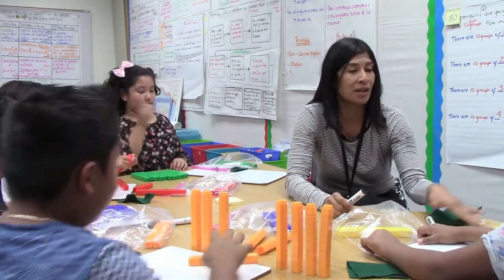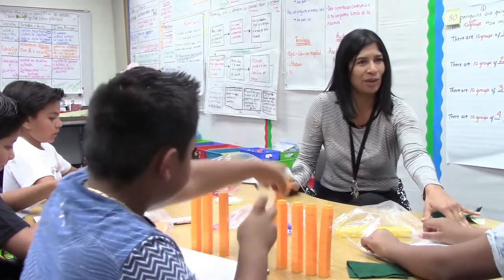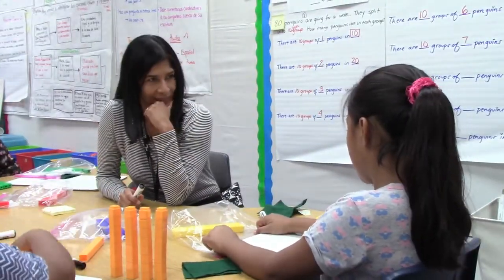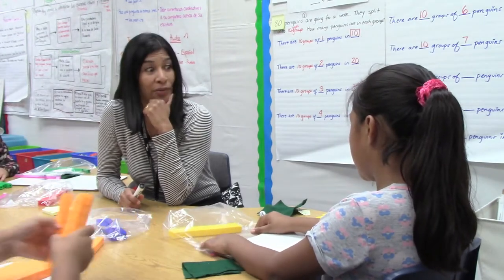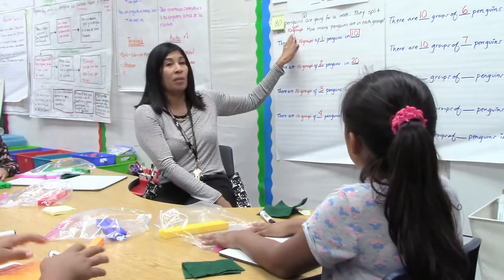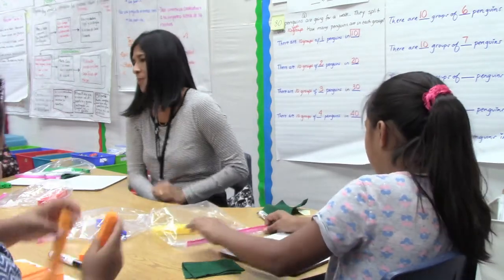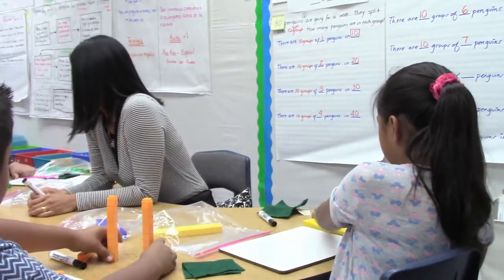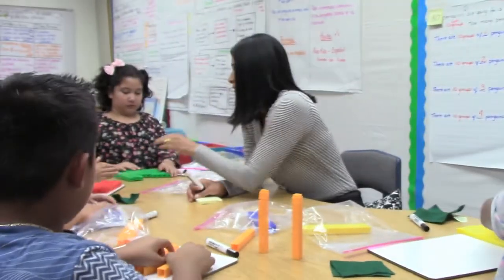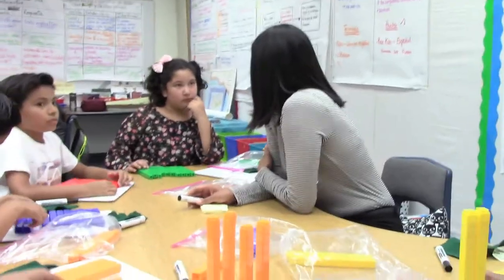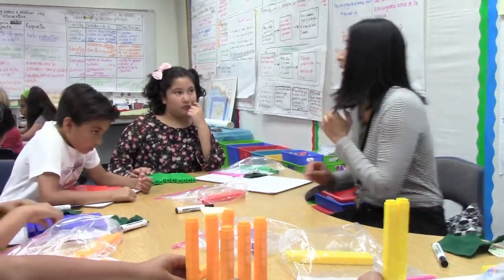How are you doing here? How many equal groups do you have? 8. You have 8 equal groups, and we're trying to get to how many equal groups? 10. Okay, can you show me how you can form 10 equal groups? How about you? You have 10 now? Yeah. Okay. How many do you have in each group? 8. 8 in each group?